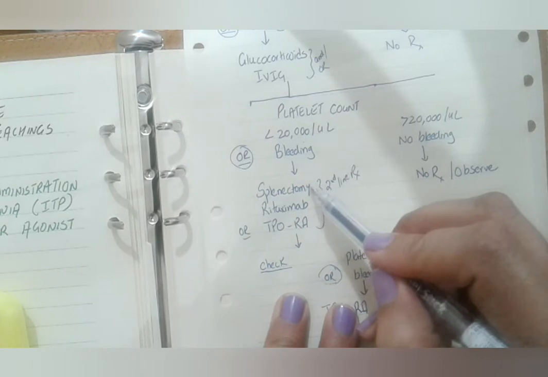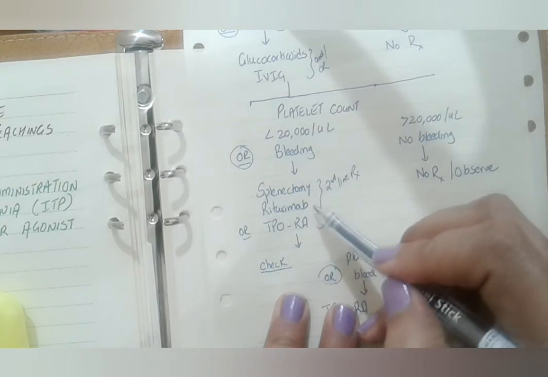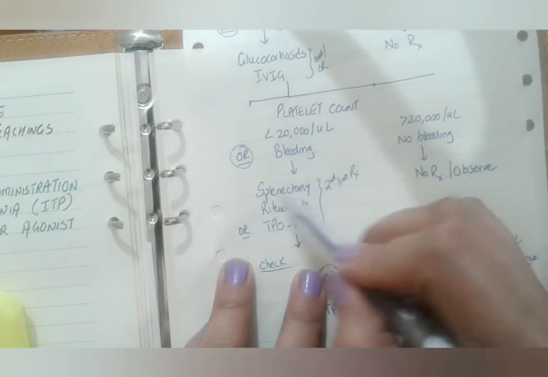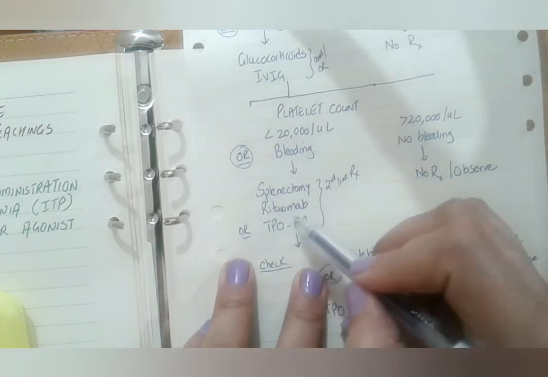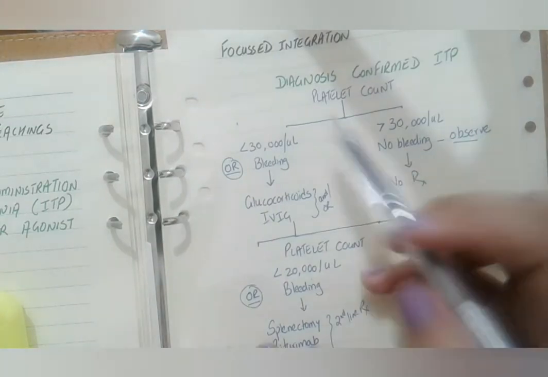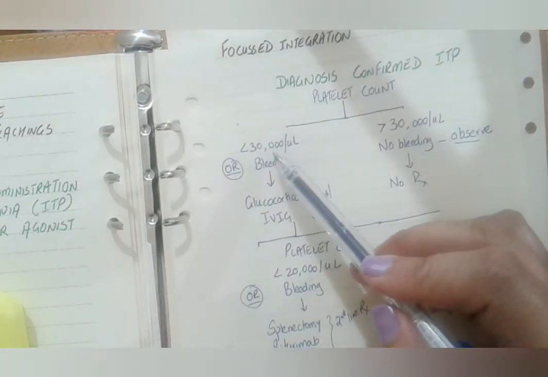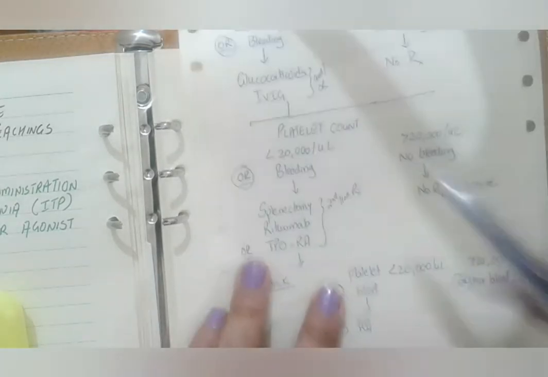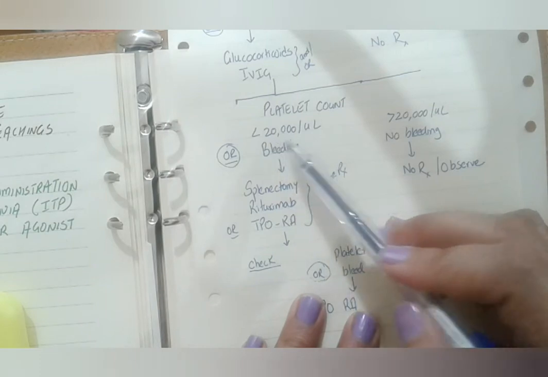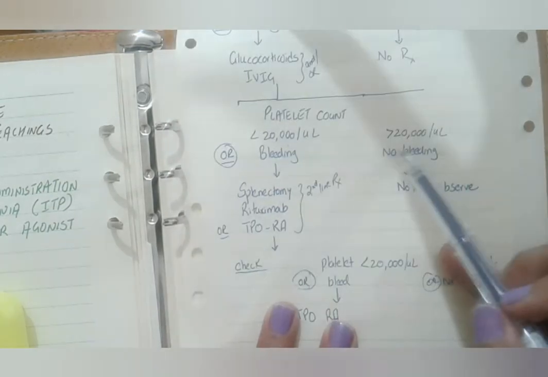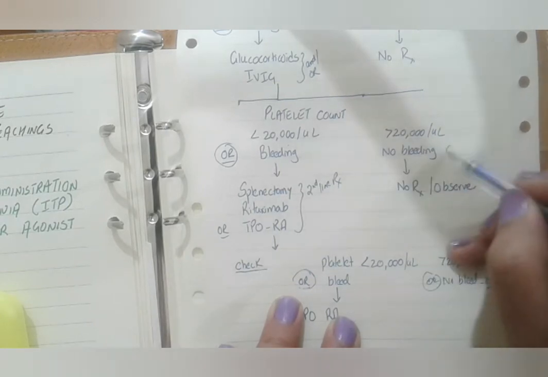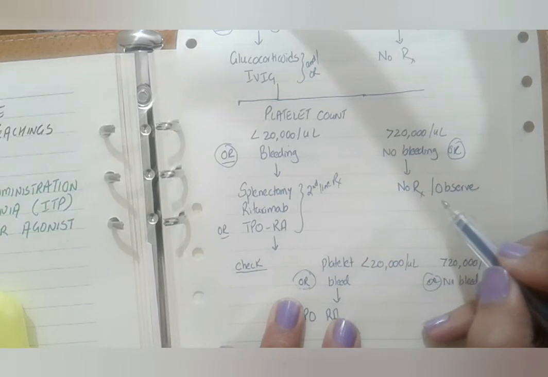The first two procedures are considered in second-line therapy. One is splenectomy and the other is the medication Rituximab. Now, when do you start first-line therapy? When the platelet count is less than 30,000 as per UpToDate. When do you start second line? When the platelet count is less than 20,000 as per UpToDate. Now, if this has reached above 20,000 or there is no bleeding, then as per UpToDate, there is no treatment, you simply observe.